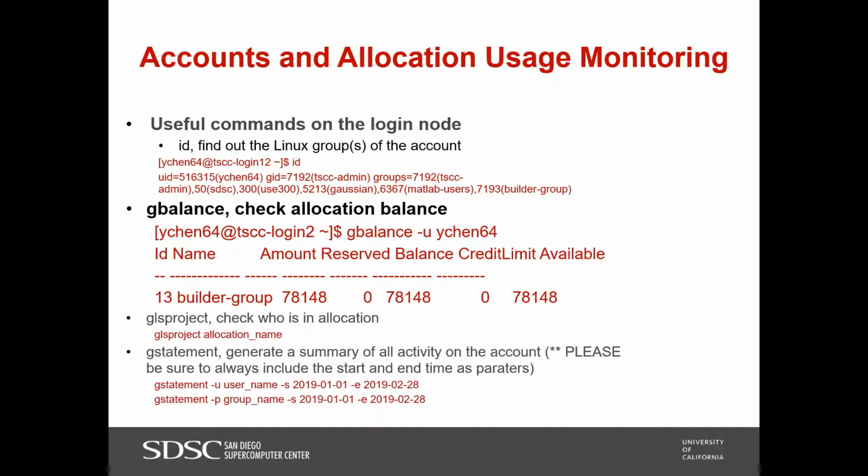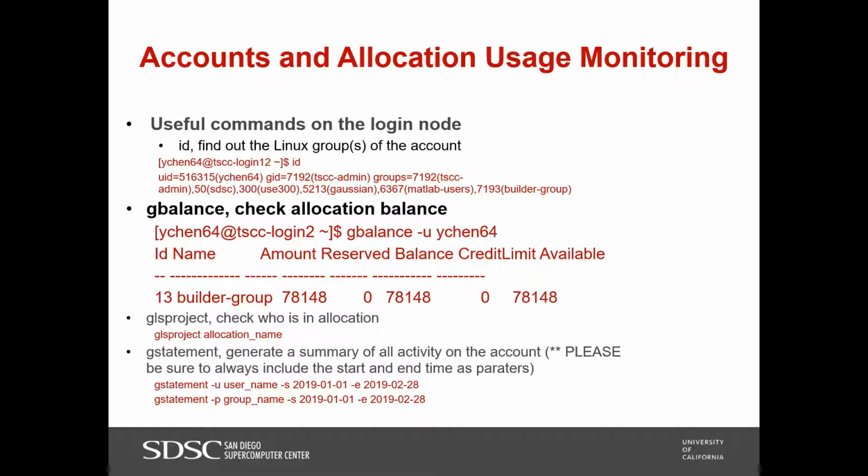Okay, there are two other commands you may need to use in order to monitor the allocation usage. The first is called gls projects, and you can use this command to check who is in a certain allocation. So, for example, if you are the PI or if you are managing your allocations, you use this command to check all of the users in these allocations. And if you don't want some of them to use your allocation, you can then let us know.